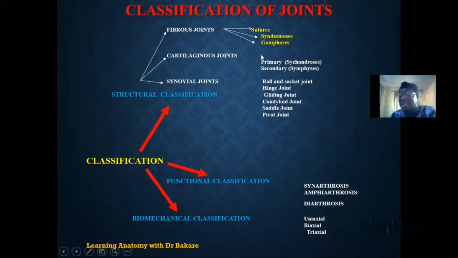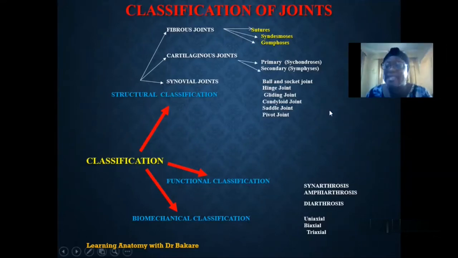Then going to the cartilaginous joints, we could either have a primary cartilaginous joint, which is also referred to as synchondrosis, or we have a secondary cartilaginous joint that is also referred to as symphysis. For the primary cartilaginous joints, the joint space is seen with hyaline type of cartilage.